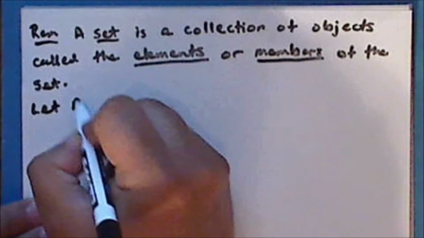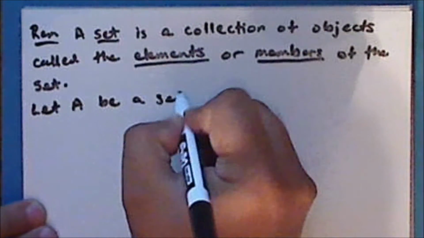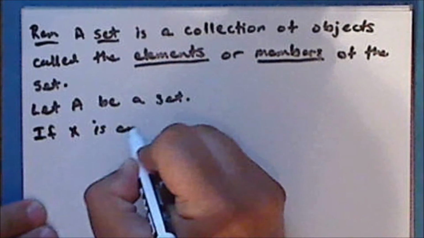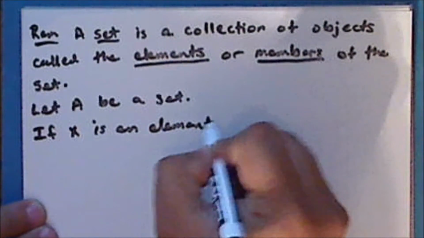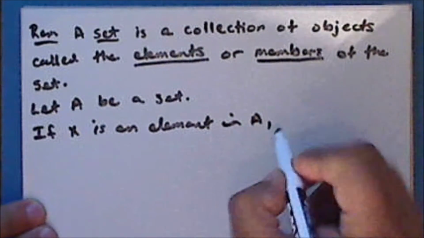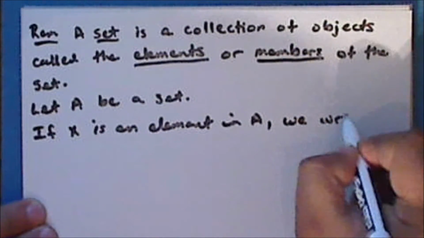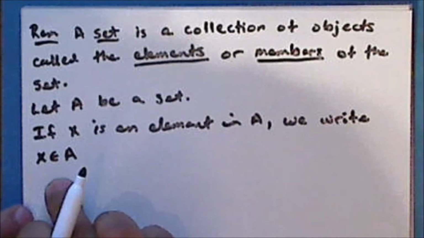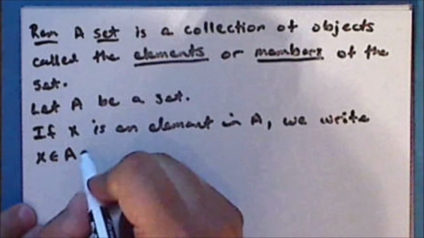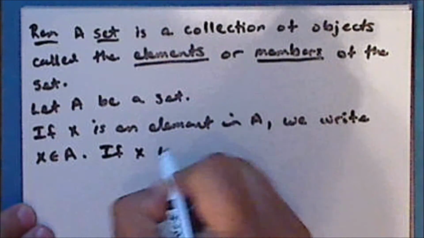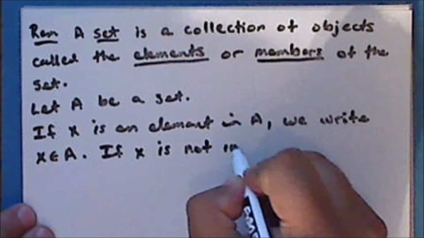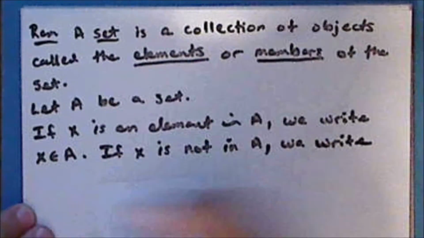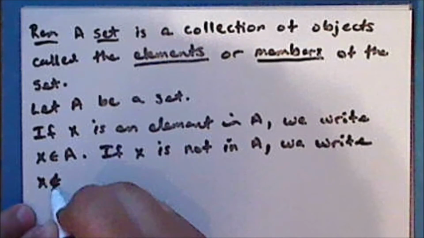So let A be a set. If x is an element in the set A, we write this notation, which is read x is an element of A. If x is not in the set A, we write x is not an element in the set A.